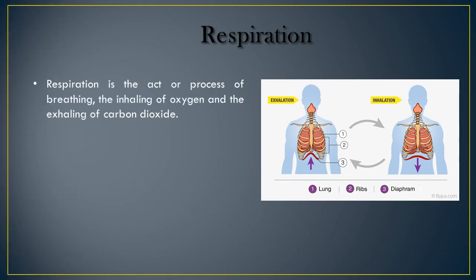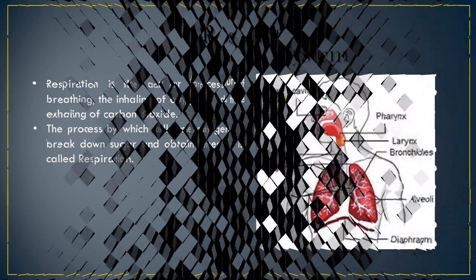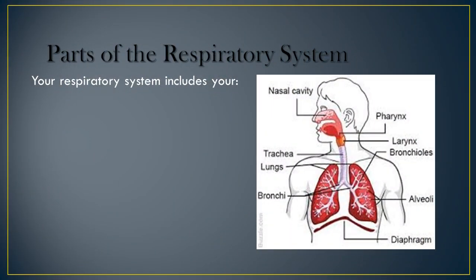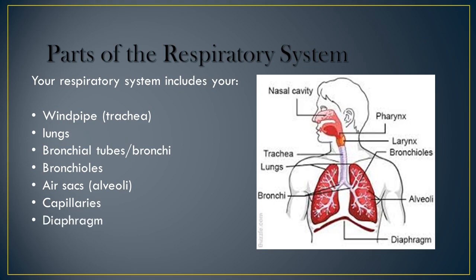Respiration. Respiration is the act or process of breathing, the inhaling of oxygen and the exhaling of carbon dioxide. The process by which cells use oxygen to break down sugar and obtain energy is called respiration. What are the parts of the respiratory system? Your respiratory system includes your windpipe, trachea, lungs, bronchial tubes, bronchi, bronchioles, air sacs, alveoli, capillaries, and diaphragm.